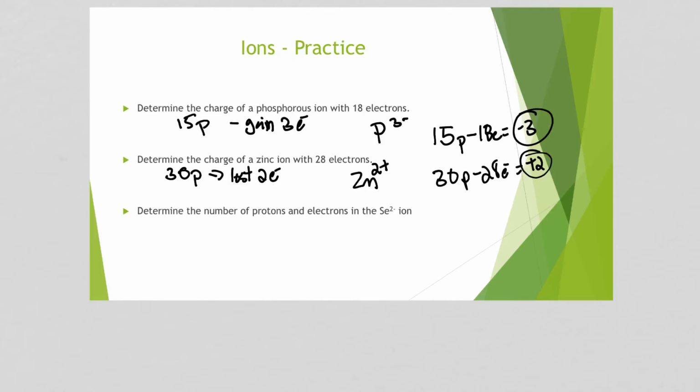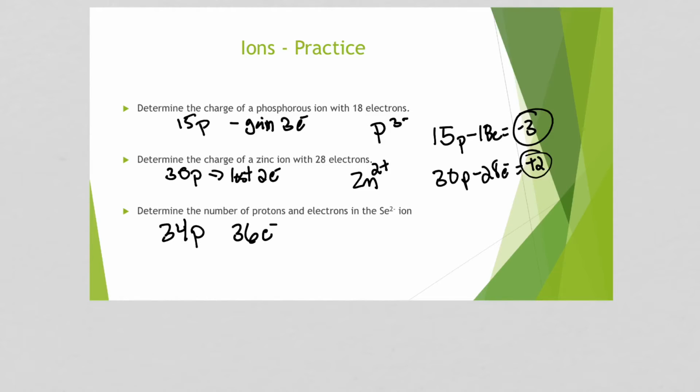And so let's determine the number of protons and electrons in a selenium 2- ion. Well, protons are easy. We need to get in the habit of looking at the periodic table. Selenium's atomic number is 34, so we automatically know that it has 34 protons. Now, we know that it has a 2- charge, so a 2- charge means that we have 2 extra electrons. So that means we must have 36 electrons.